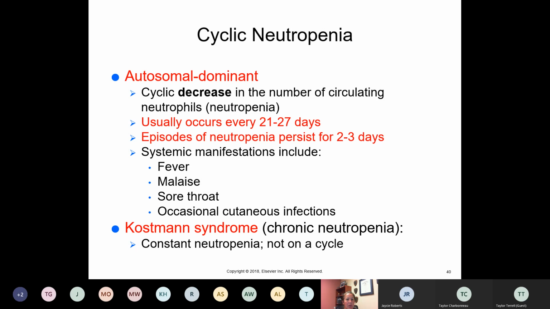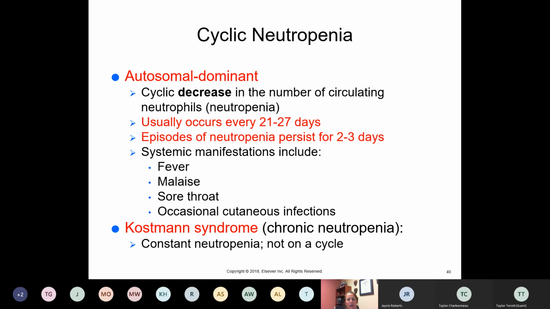Now, if you guys remember, the neutrophils are the first responder to infection in our body. So if I am a cyclic neutropenia patient, I don't want to be scaled and root planed during my episode of neutropenia because my body is not going to have those neutrophils to respond and help with healing.